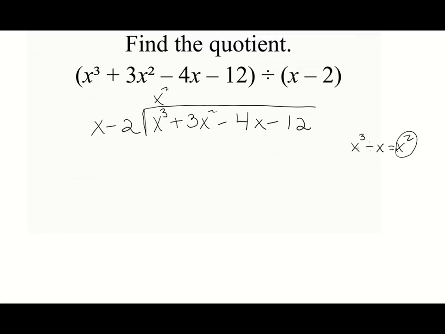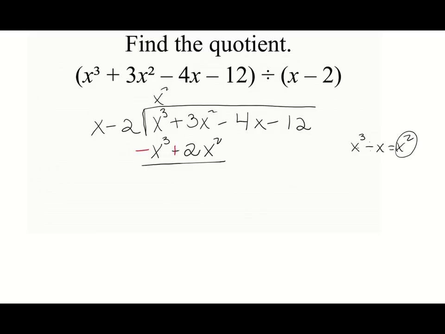Now we want to take x squared and multiply it by our divisor on the outside. So we have x squared times x, which is x cubed. And then x squared times -2, which is -2x squared. From here, we're going to subtract. So one way to think about it is draw a line, change the signs. So I'm going to change this to subtraction, and then this was already negative, so it's going to become positive. Our first two terms are going to cancel out. That's always going to happen.